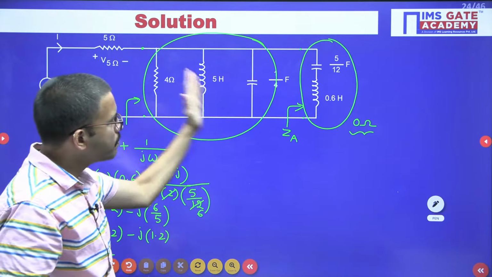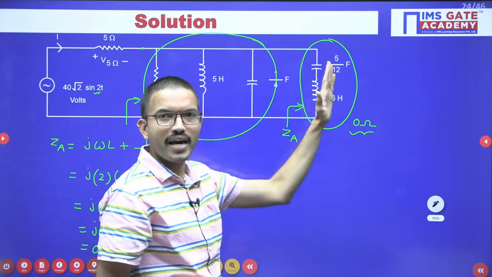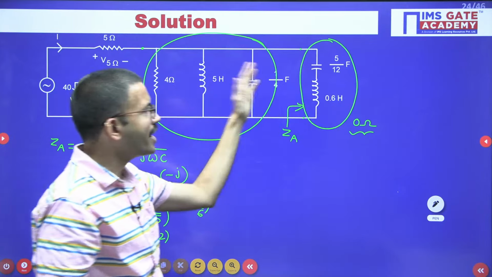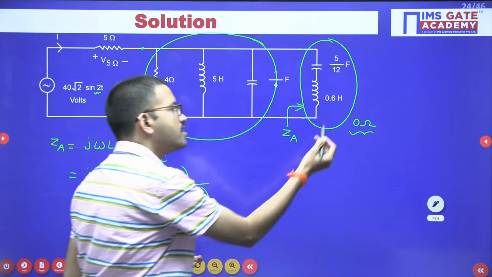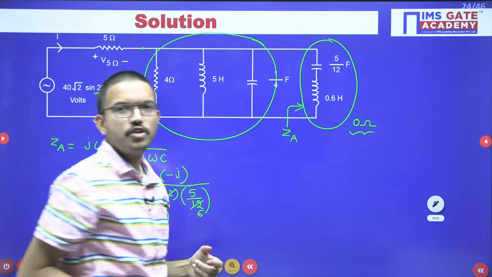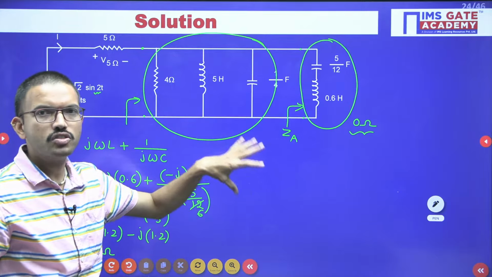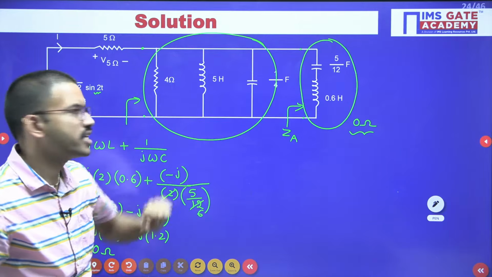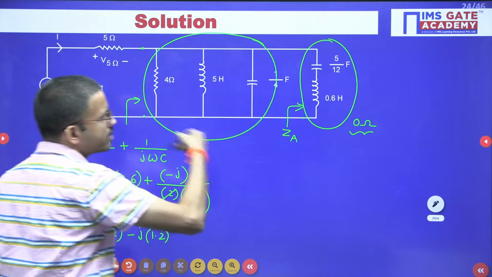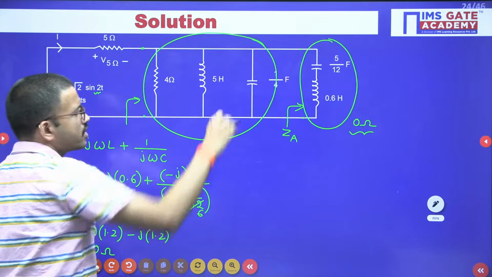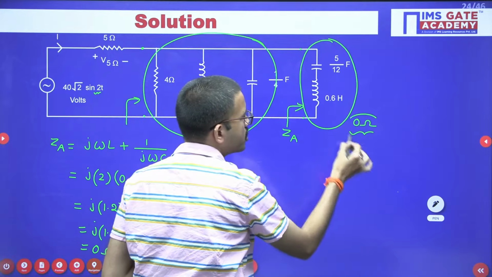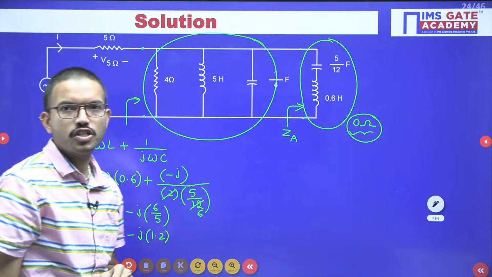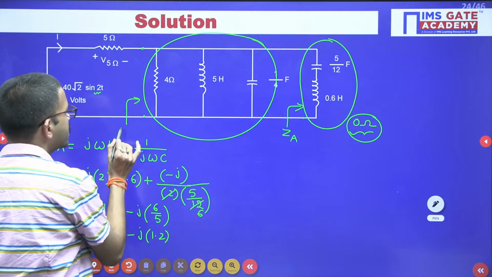Now that branch and this branch, both are in parallel. Whenever you're having parallel combination, like Z1 Z2 by Z1 plus Z2, because this value is 0, the numerator value you are getting 0. 0 by non-zero, you are going to get 0 only, right? So that means this overall network you can replace with one short circuit, because here you are going to get overall impedance as 0 ohm.